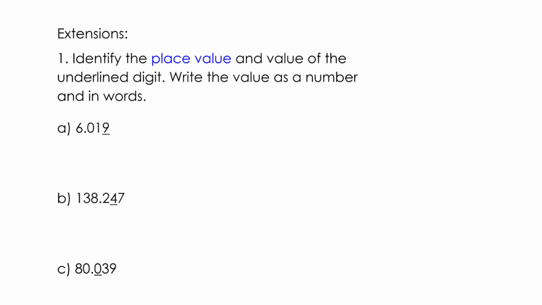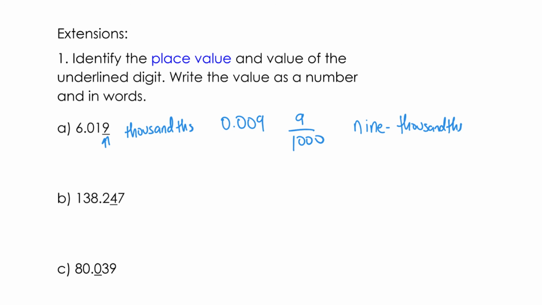And our 11th and final slide asks us to identify the place value and value of the underlined digit. Write the value as a number and in words. So very similar to what we did before. So this place value here would be thousandths. And as a decimal, it would be 0.009. As a fraction, it would be 9 over 1,000. And we would say 9 thousandths. Make sure you put the THS at the end, okay?